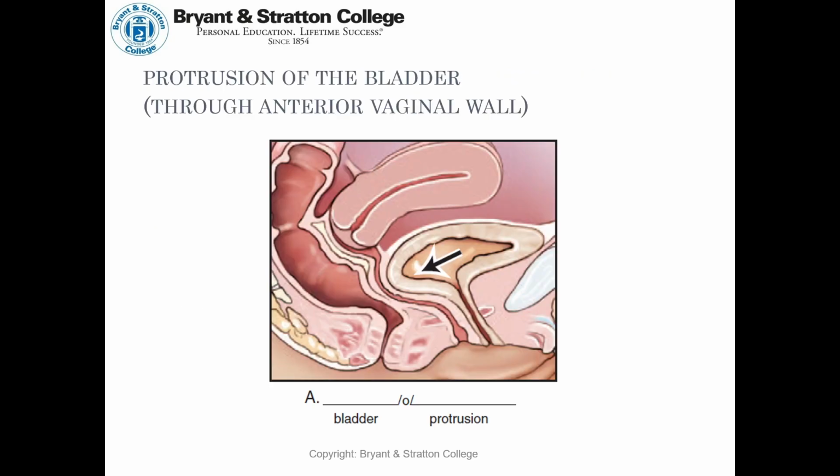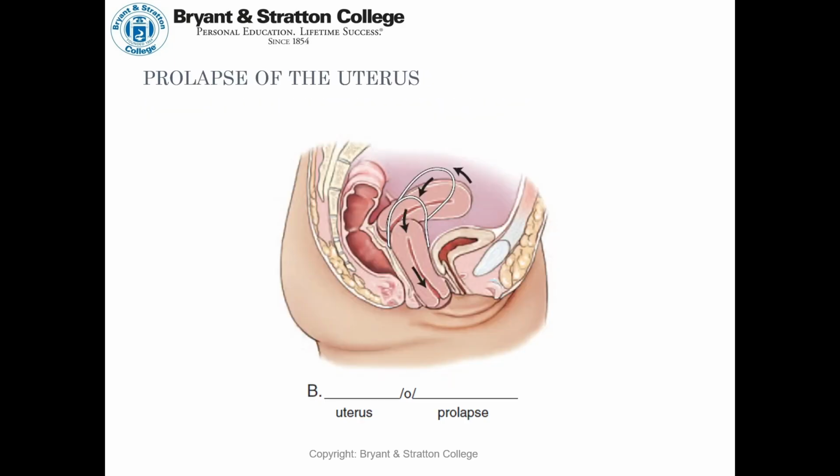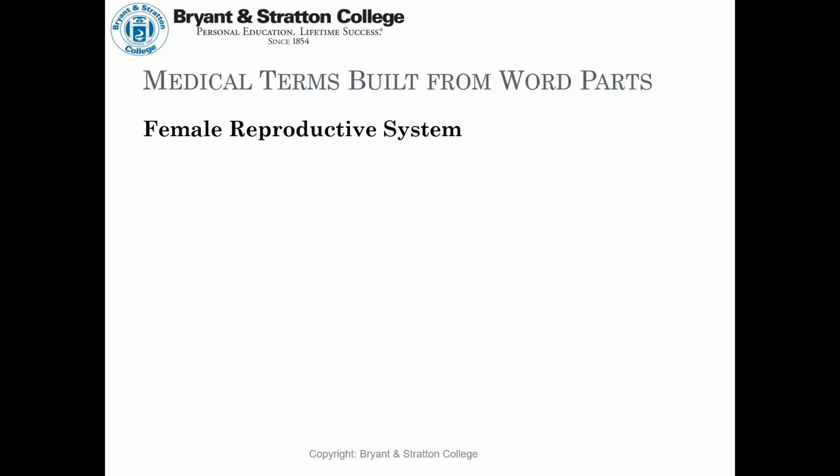So what do we see here? This is a protrusion of the bladder through the vaginal wall. So a cystocele. Remember, back from the urinary system, we refer to conditions with the bladder with the root cyst. Prolapse of the uterus is a hysteroptosis, with, again, the P being silent.